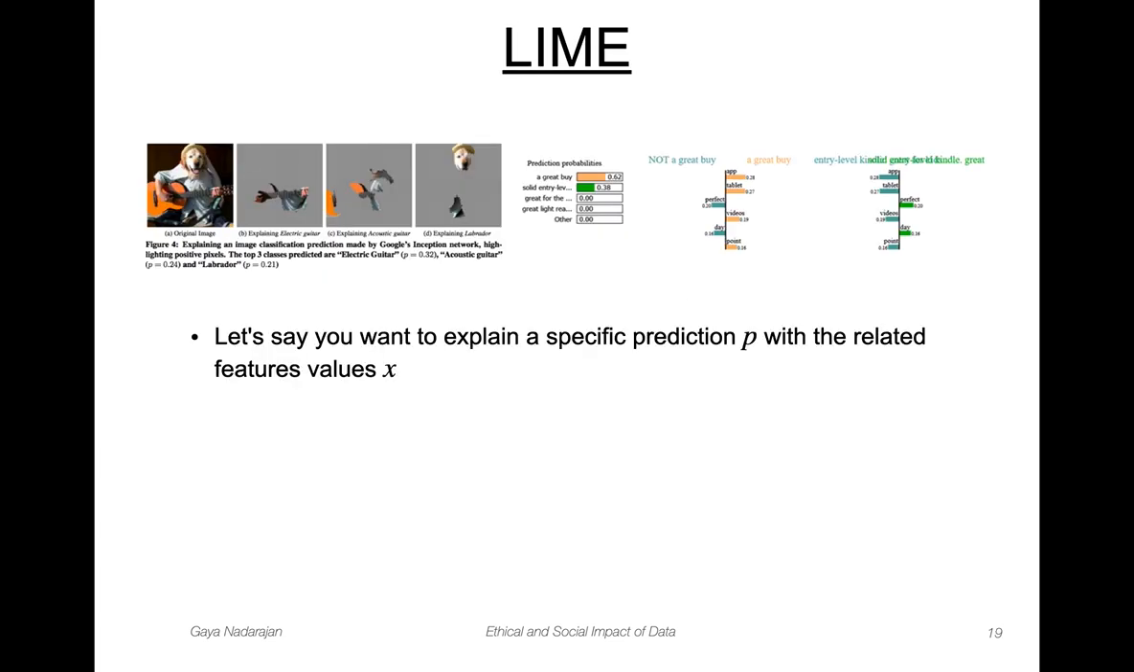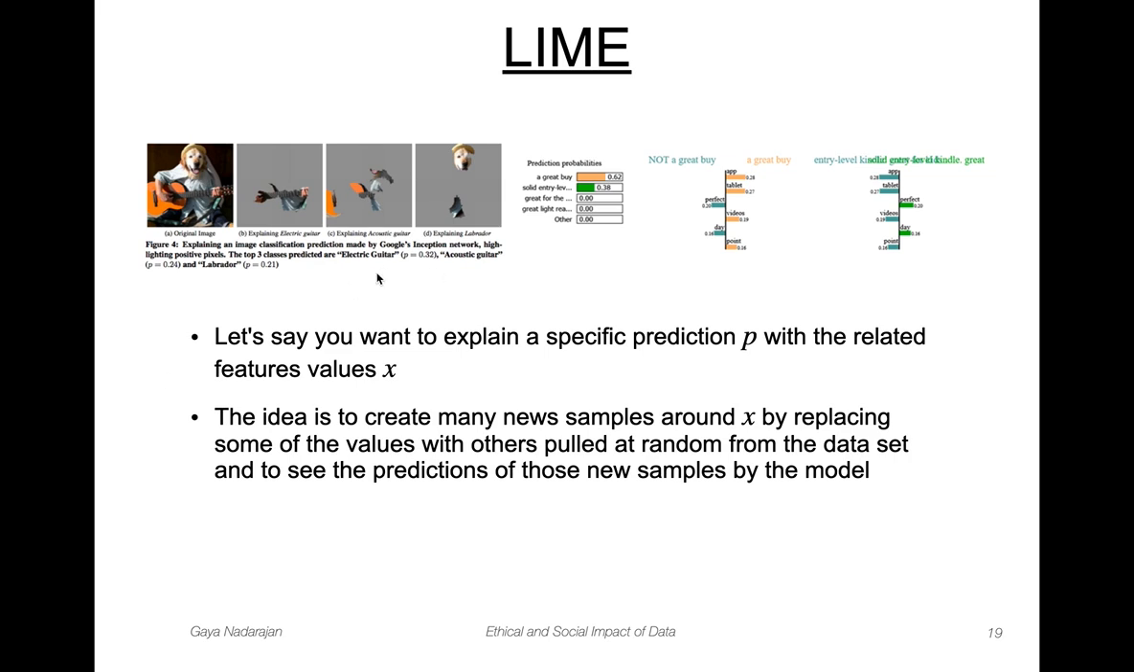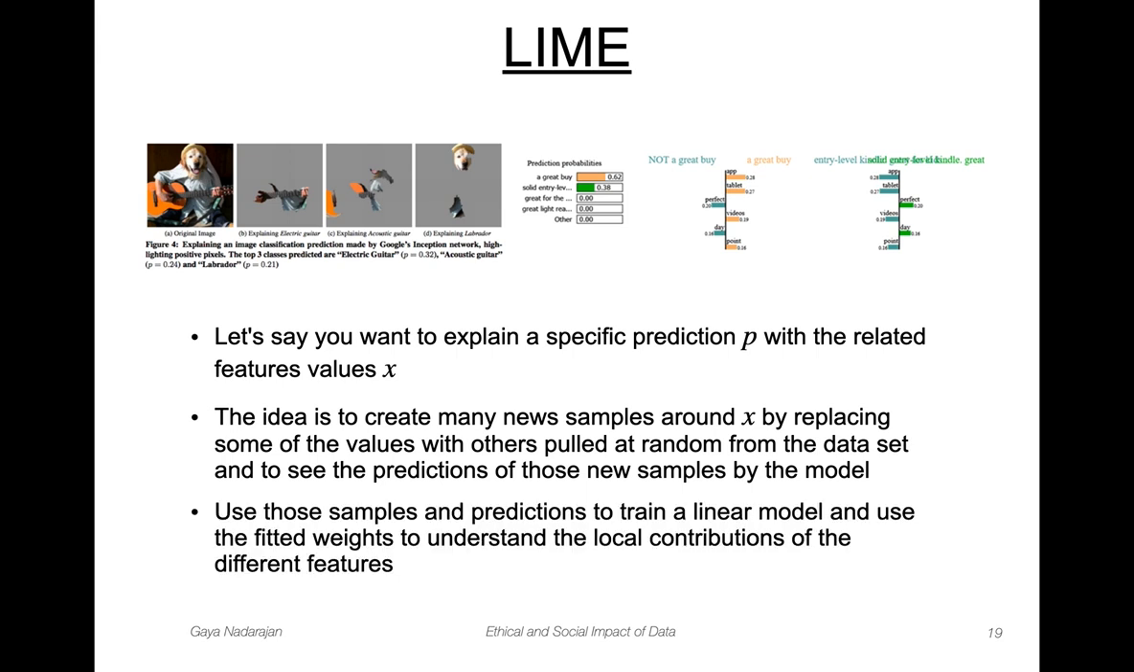And Lime, as we saw earlier, let's say you want to explain a specific prediction. We saw the prediction with this image just now, but you can also apply it on text, right? Whether it's how your prediction is tied to some features. So the idea is to create many new samples around X, where X is your feature value, by replacing some of them with others pulled at random from the data set, and to see what the predictions of those new samples are going to be. Then you use those new samples and predictions to do some extra work on a linear model and use the fitted weights to understand the local contributions.